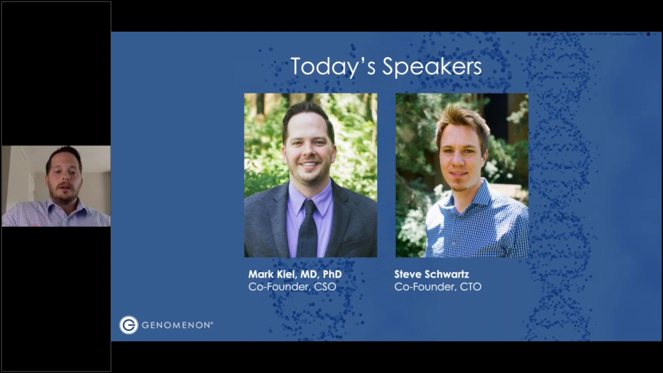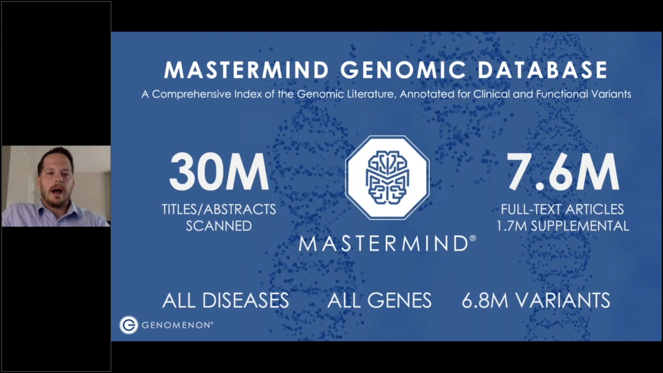But for my part, I'm going to begin with an introduction of what Mastermind is for those of you who are less familiar, and I'm going to speak specifically to how the sensitivity of Mastermind's results and the specificity capabilities of Mastermind's feature set optimize your variant interpretation and literature curation workflows.